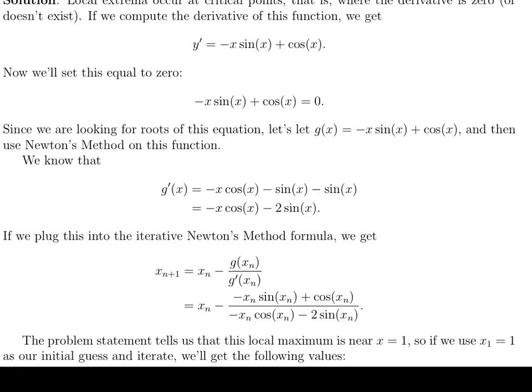Now remember that the problem statement said that there's a local maximum near x equals 1. So I'd like to go ahead and use x sub 1 equals 1 as our initial guess and then iterate using this formula. Now if we do that, Newton's method will spit out values that look like this.